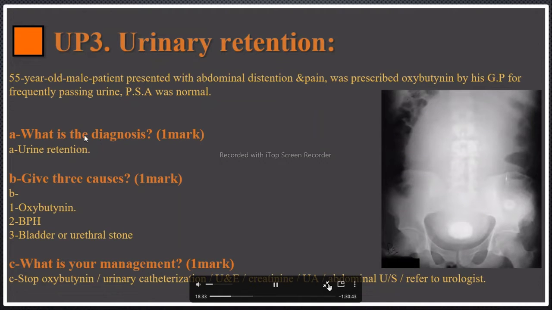So what is the diagnosis? Urine retention. 3 causes. Number 1, oxybutynin, because it is already mentioned clearly in the scenario. Number 2, maybe the patient has benign prostatic hyperplasia. Number 3, he might have a bladder or urethral stone. So this is how to think about this scenario.